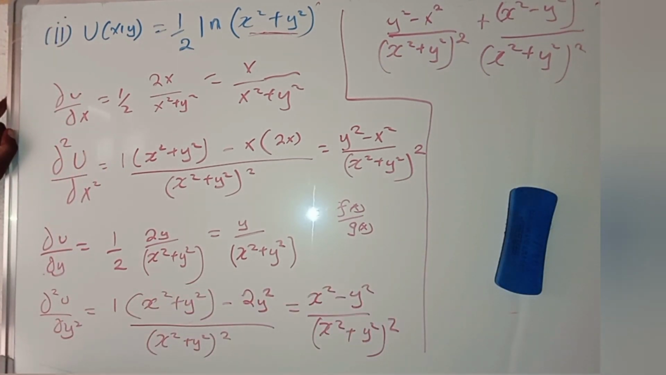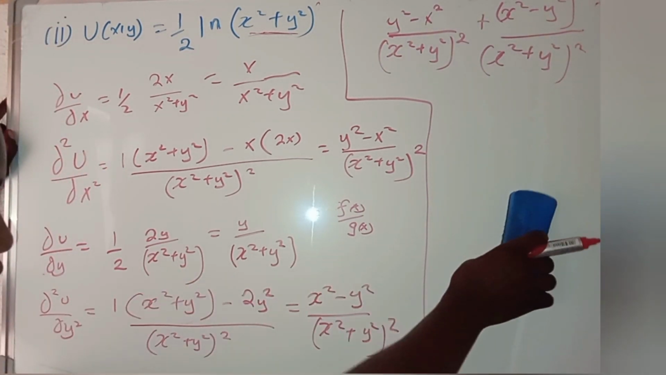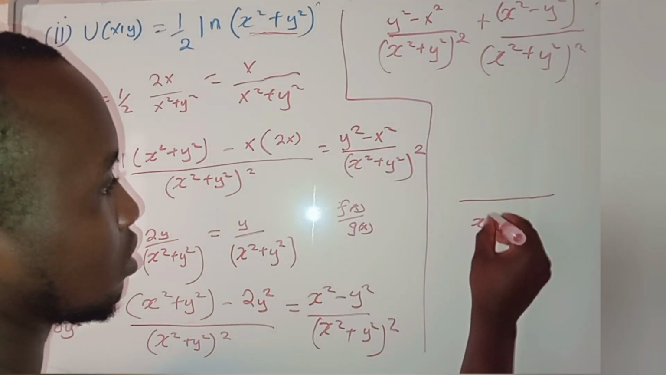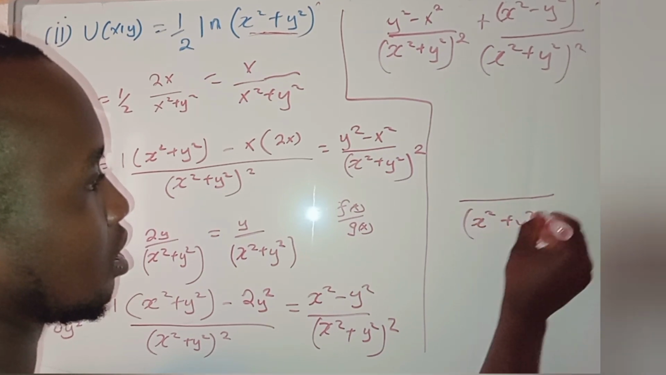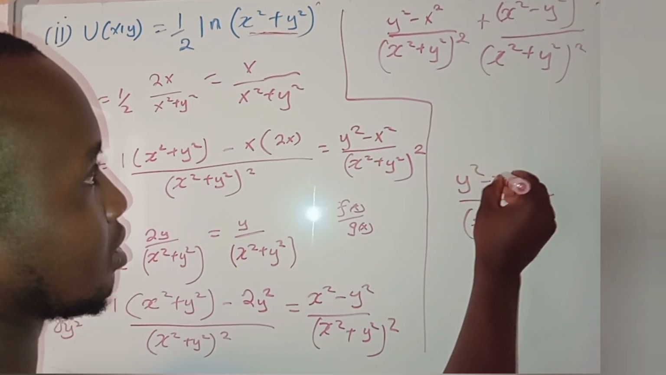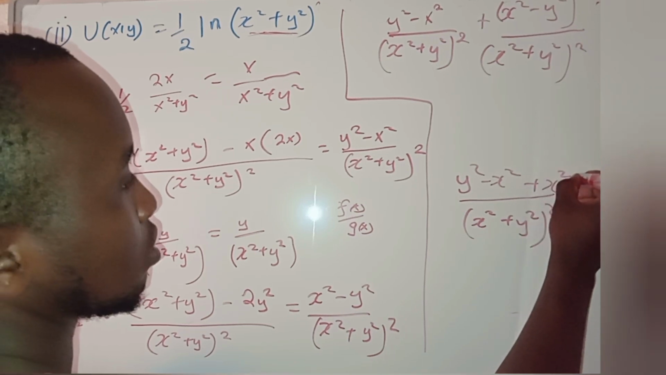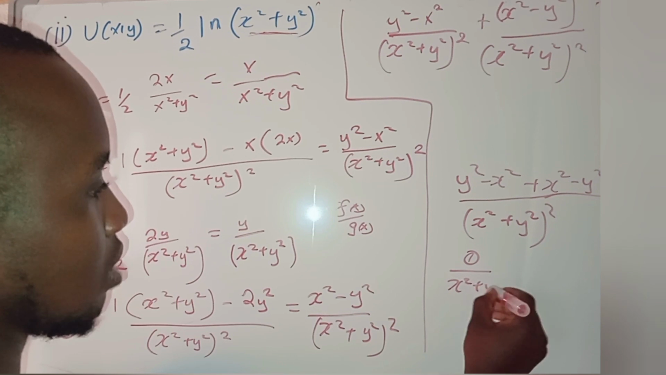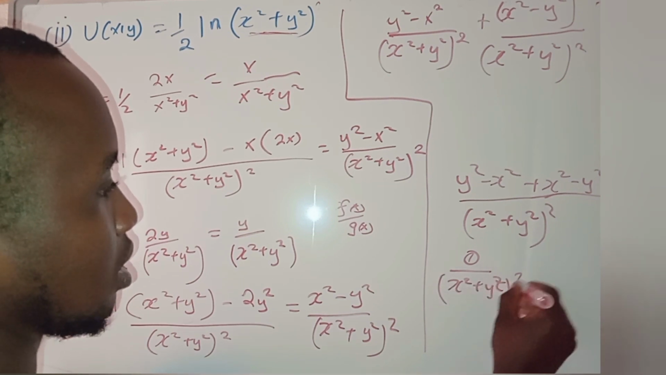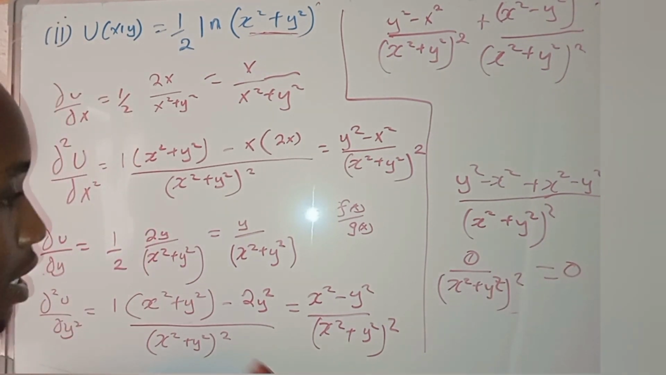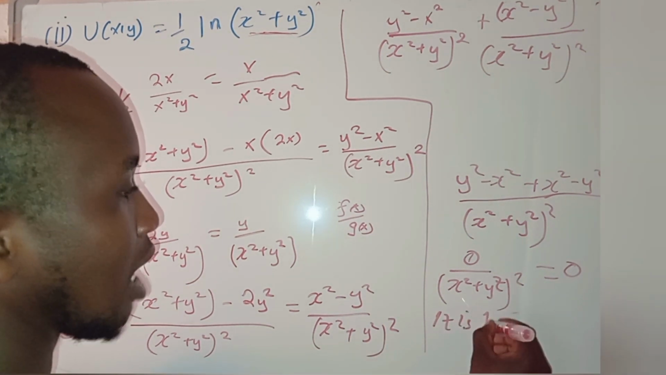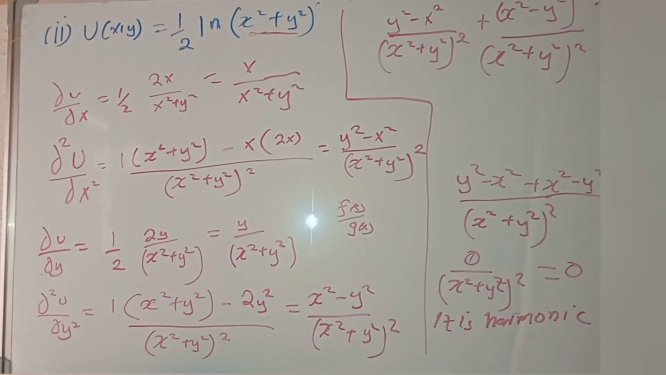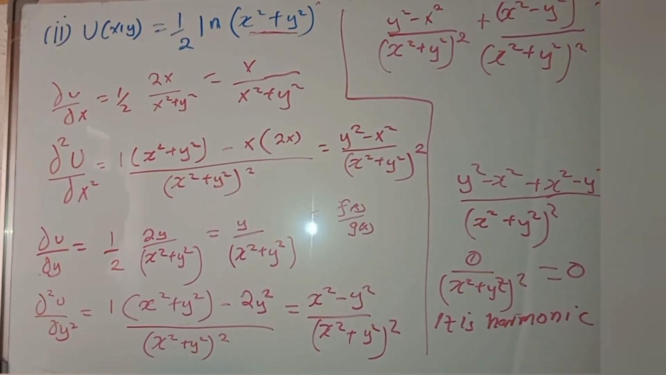You add them by finding the LCM. The LCM is this, they are equal. So x squared plus y squared of y squared minus x squared plus x squared minus y squared, 0 divided by x squared plus y squared is equal to 0. And hence it is harmonic since it satisfies the Laplace equation.